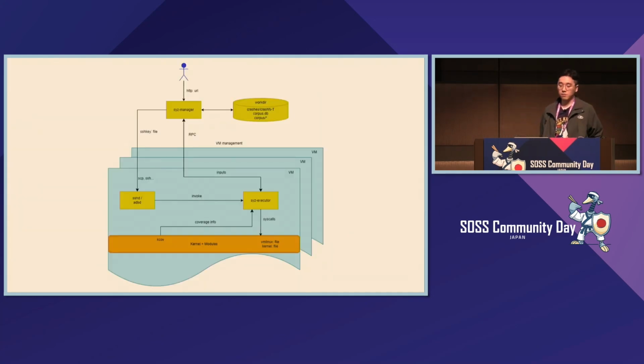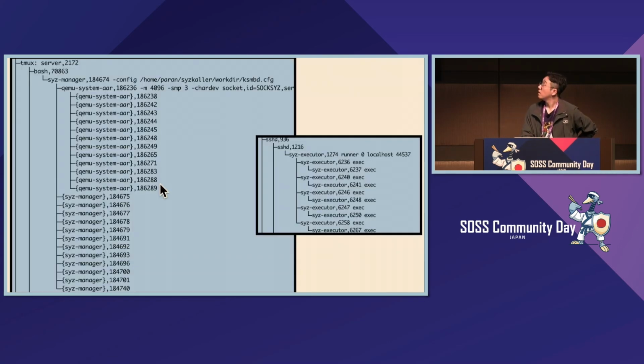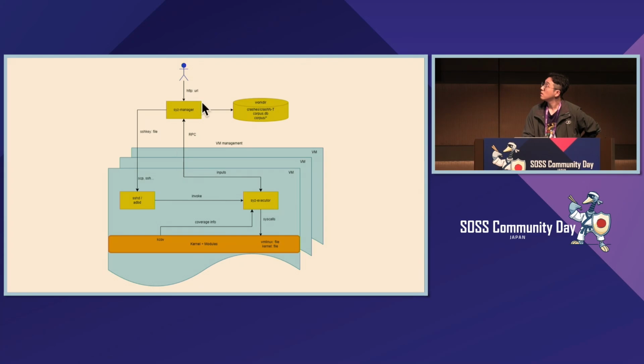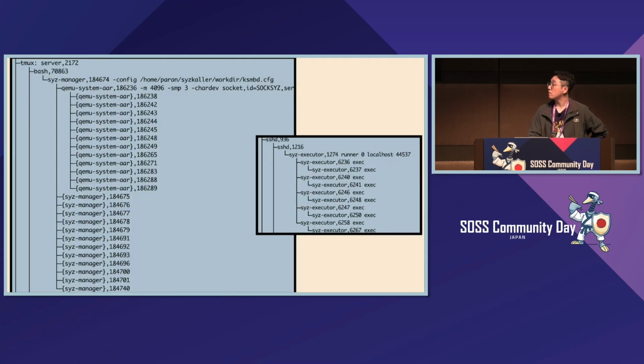This is a bird's eye view of how Syzkaller operates. When syz-manager is executed on the management machine, it runs the fuzzing process on the target machine. The fuzzing management system collects and manages all the information generated during the fuzzing process. So this is the management process from the management machine, and this is the target fuzzing process.